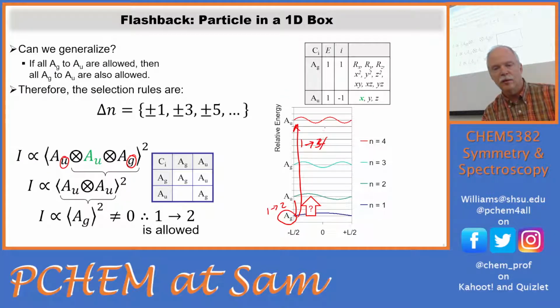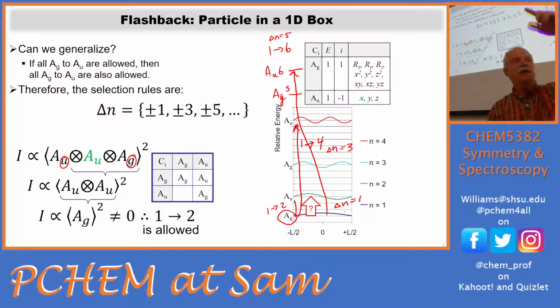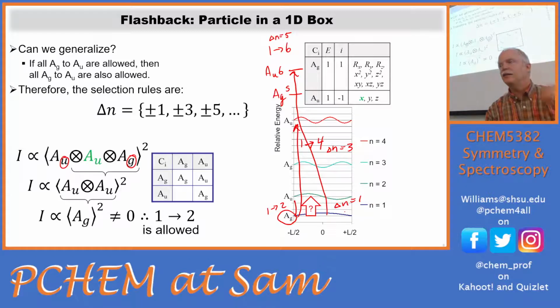Let me just erase that. Something didn't sound right. So 1 to 4. Then 5 is going to be AG, and then 6 is AU. So I could go up to 6. So 1 to 6. So that's a delta N equals 5. This is delta N equals 3. This is delta N equals 1. So 1, 3, 5, and the symmetries alternate. So it's going to be 7, 9, 11. And so we can generalize.